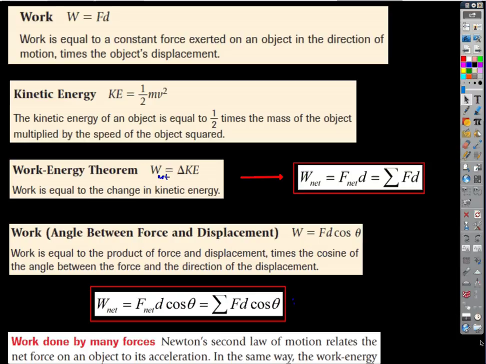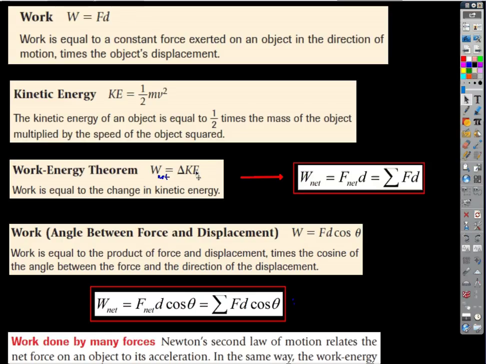So, work we define as force times displacement, right? If we want to have a little more precise version of that, we multiply force times displacement times the cosine of the angle between the two. Right. Okay. Kinetic energy, 1/2 mv squared. The work energy theorem tells us that the net work is equal to the change in kinetic energy. Right. So the net work.